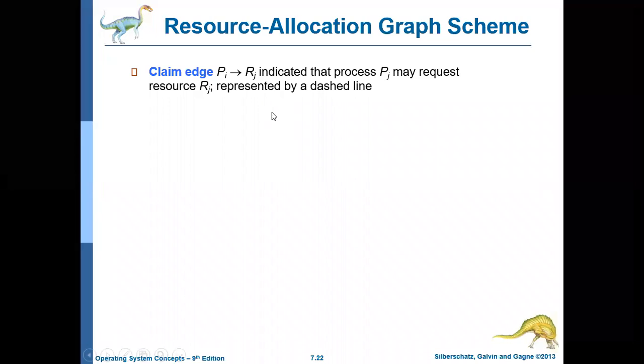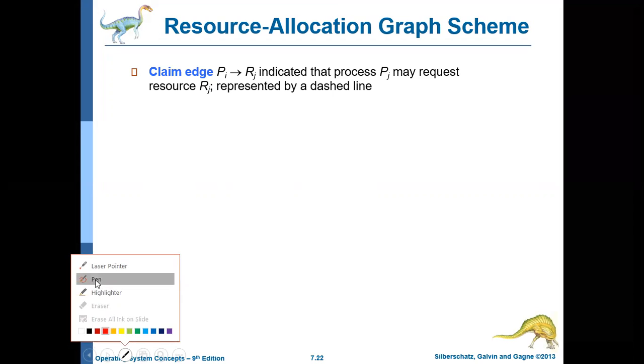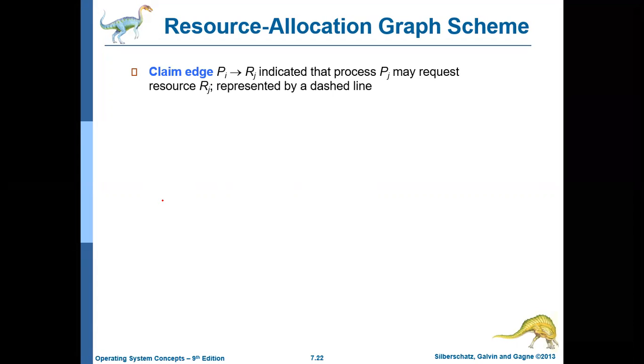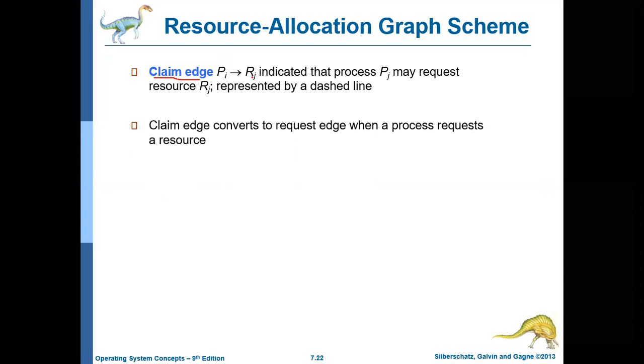Basically, claim edge means that the process Pi may require the resource Rj in the future, and the claim edge is represented through a dashed line. So here we introduce a new edge, which is called a claim edge. All the other things are the same: two types of vertex, one is process, the other one is resource. The claim edge will be converted to a request edge when the process requests the resource.